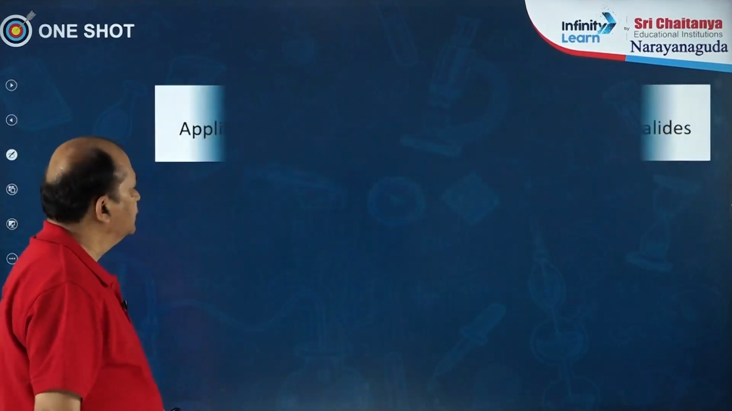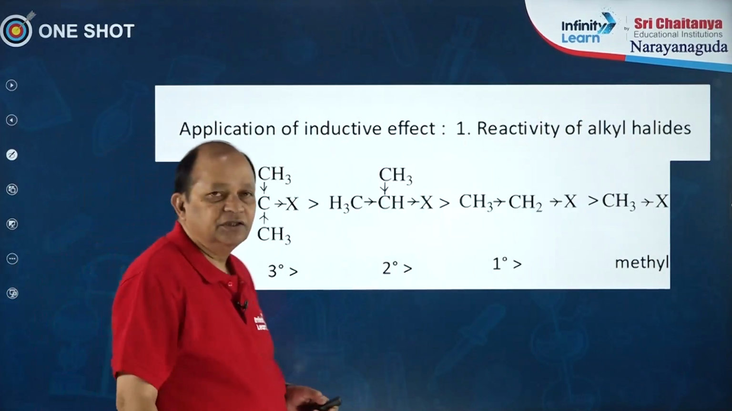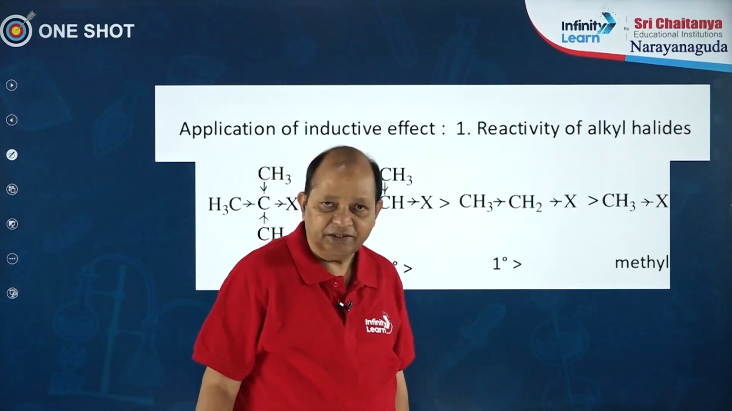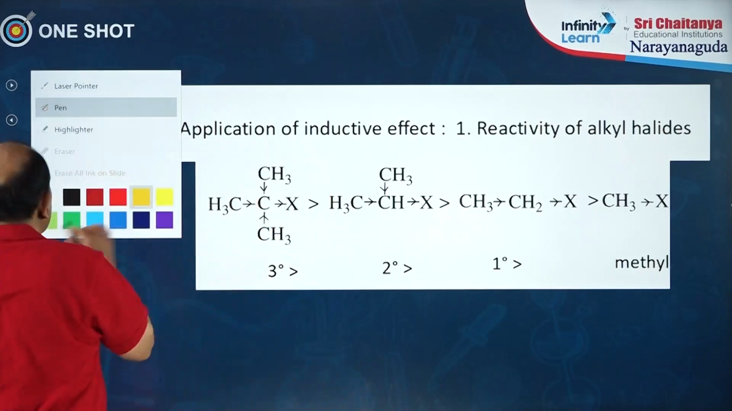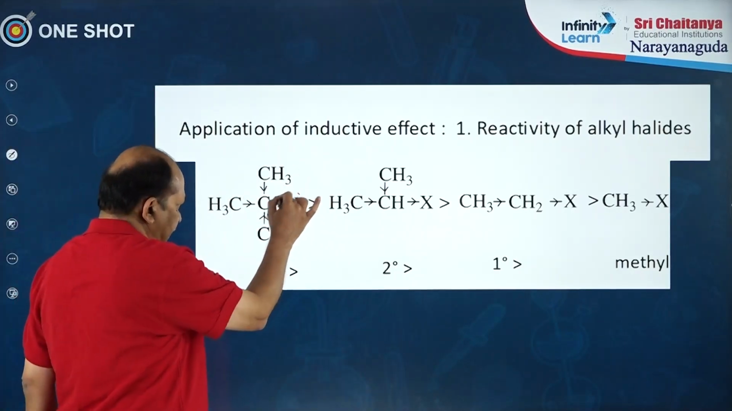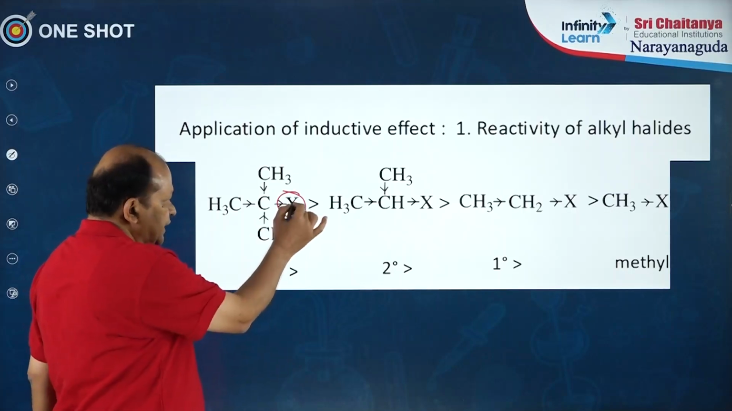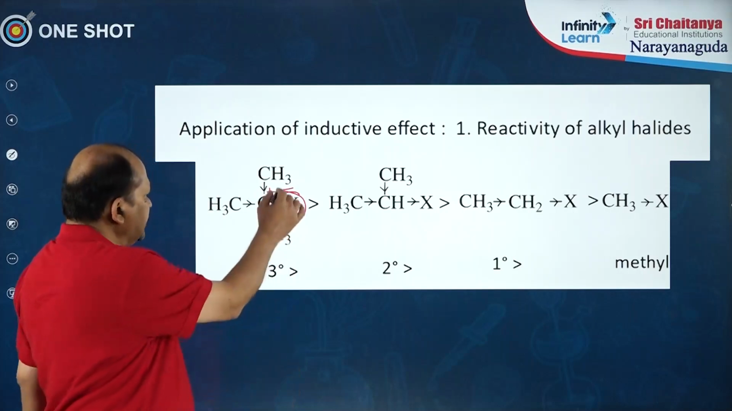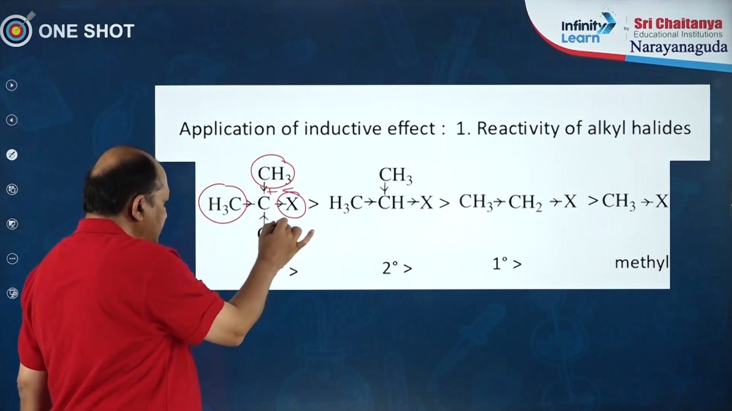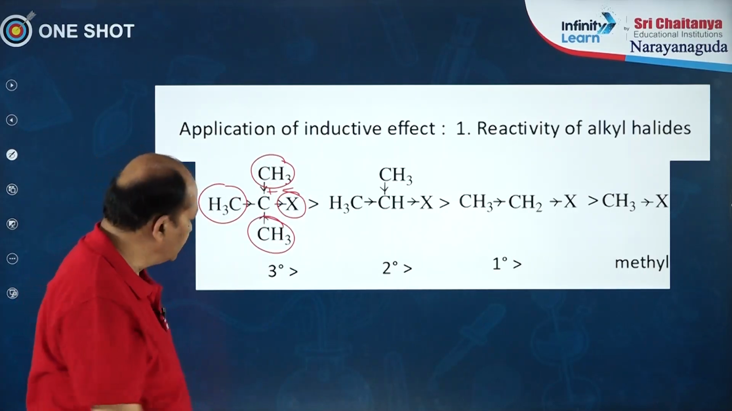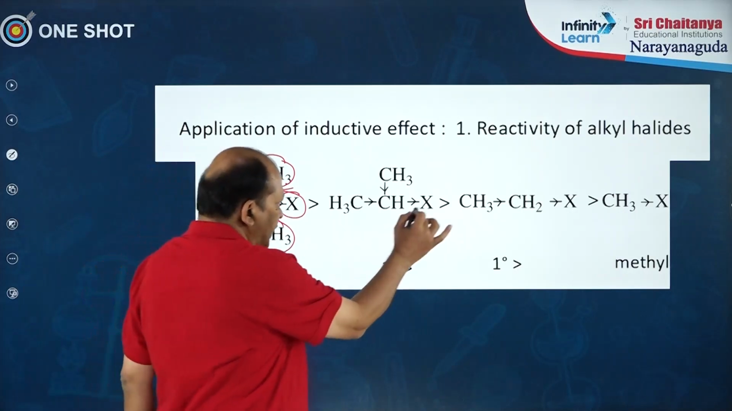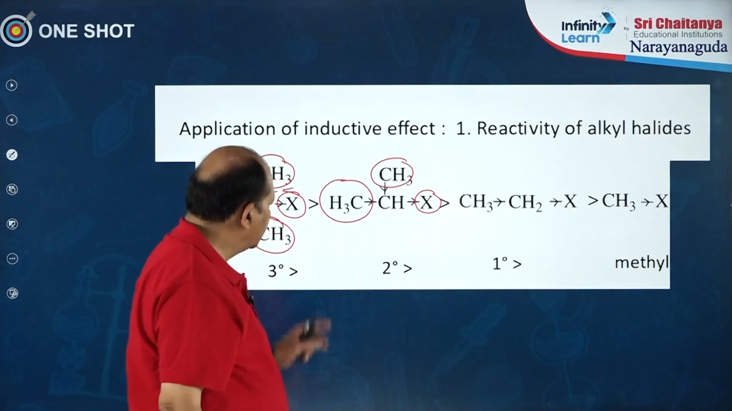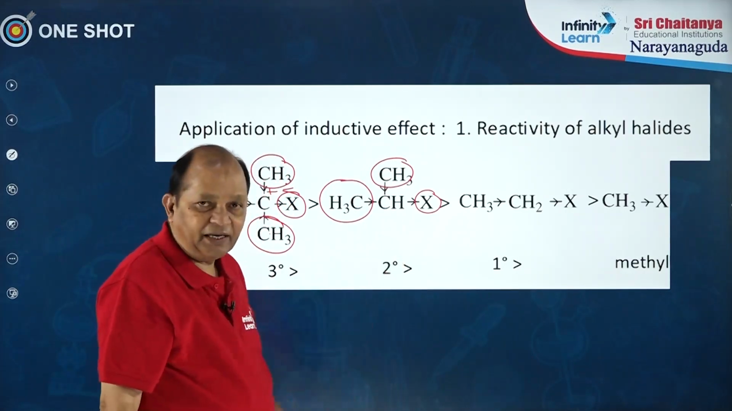Now, there are different applications of the inductive effect. One is related to the reactivity of alkyl halides. If you observe this particular slide, this is a tertiary butyl halide. When this gets ionized, you get a tertiary butyl carbocation, which is stabilized by the plus I effect of 3 methyl groups. Therefore, this is highly reactive. If you observe the isopropyl halide, the plus I effect is only due to the 2 methyl groups. Therefore, this is a little less reactive.